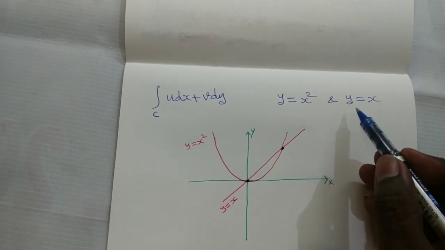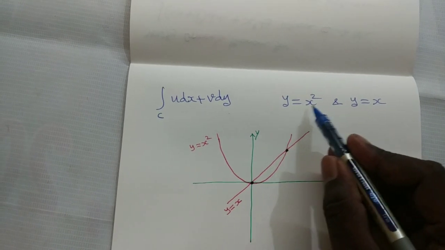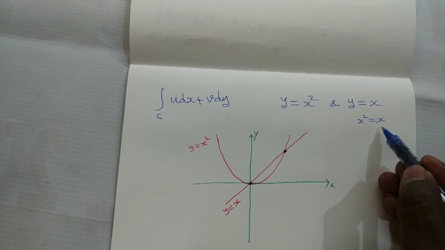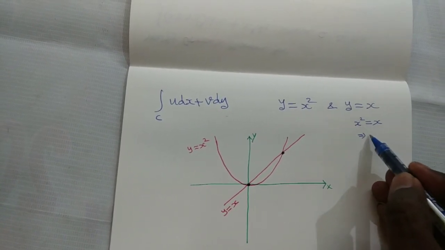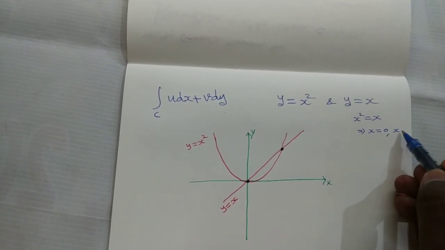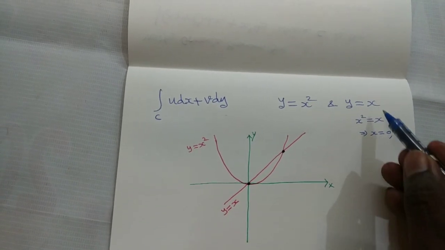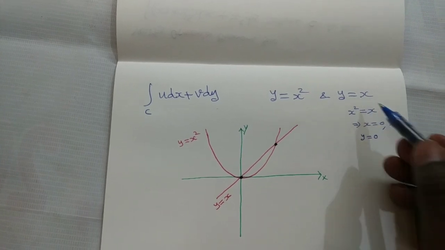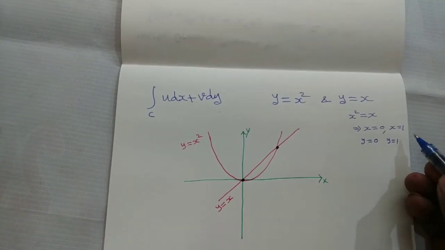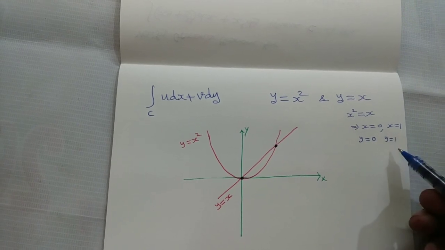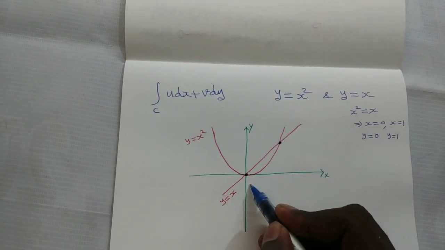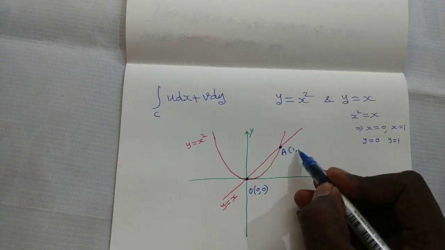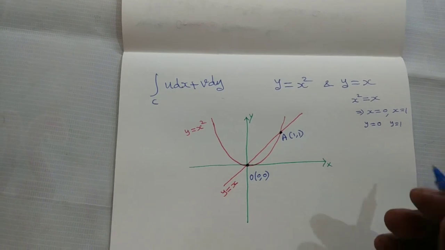Now to find the points of intersection, we solve the equations. Take y = x², substitute y here, x² = x. Solving this, we get x = 0 and x = 1. By substituting x = 0, y = 0. By substituting x = 1, y = 1. So the points of intersection are (0, 0) and (1, 1), where (0, 0) is the origin O and A is (1, 1).